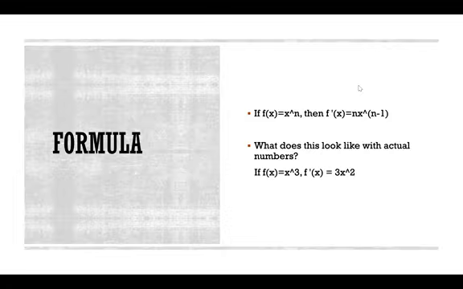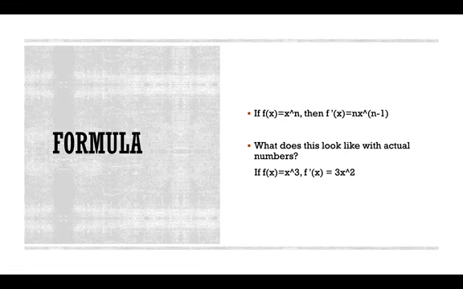Okay, so let's just go over the formula for the power rule. So basically, if you have x to a power, let's just say n, then the derivative of that is going to be n times x to the n minus 1 power. So basically you're taking that power, multiplying it in front of the x, and then subtracting 1 to get a new exponent.